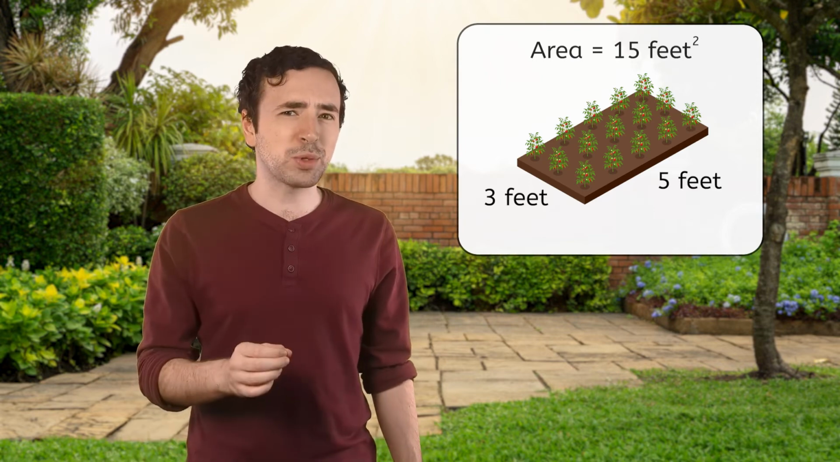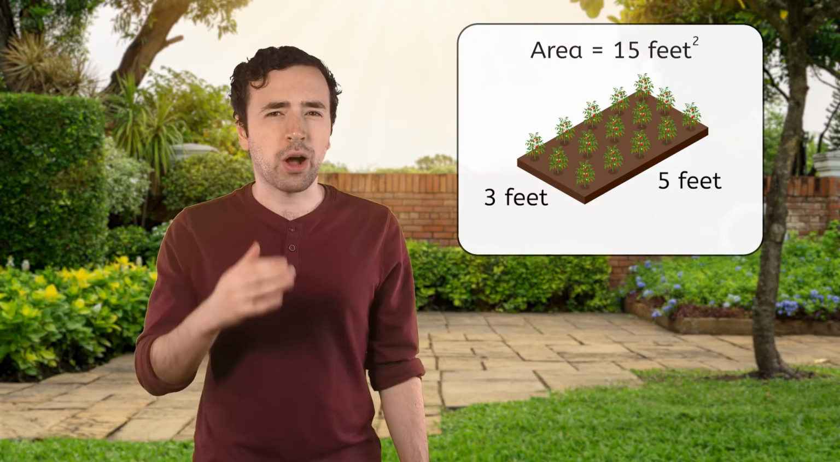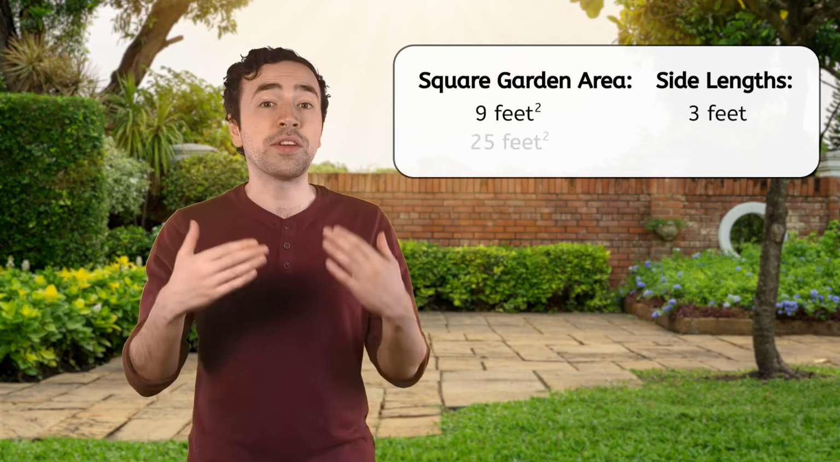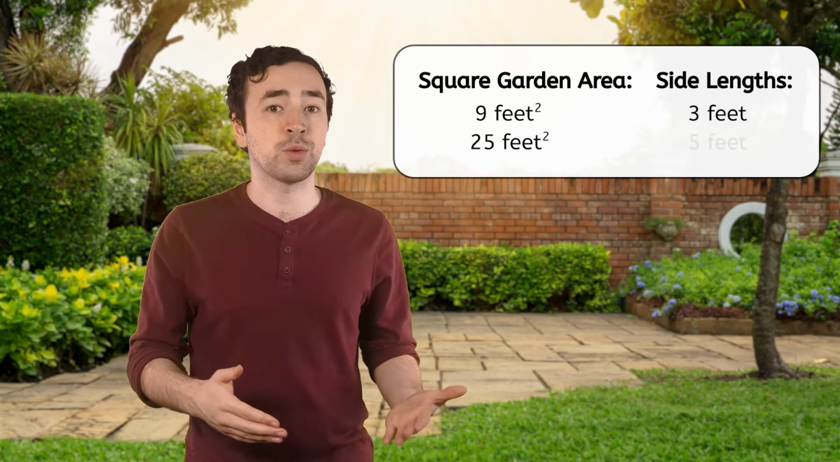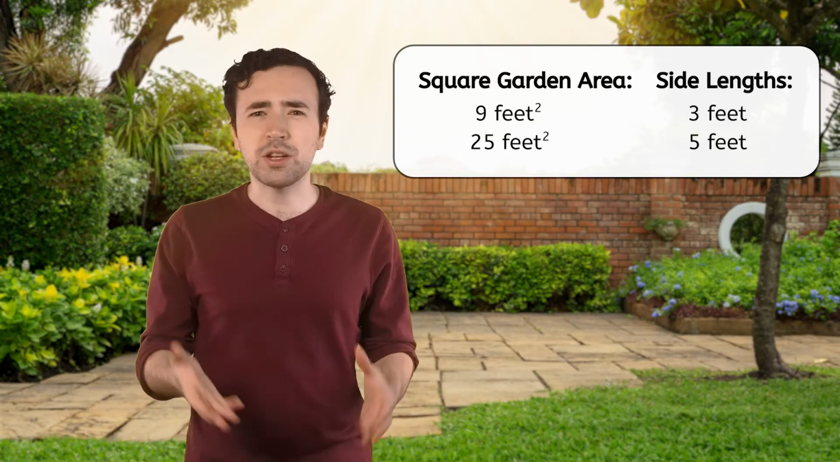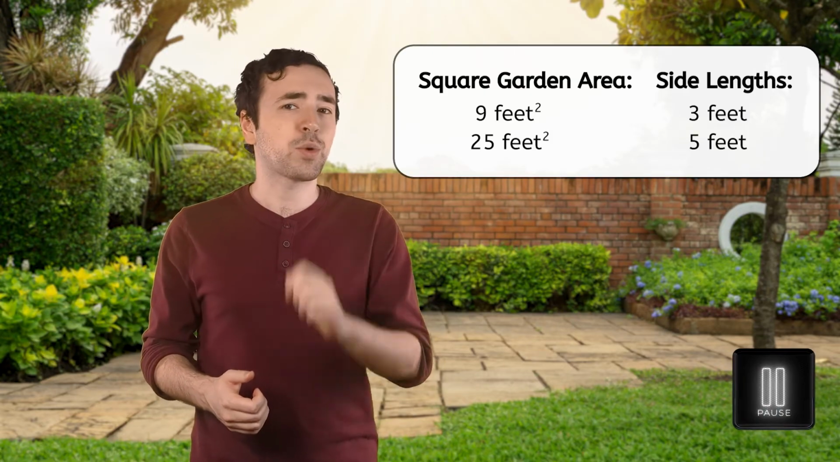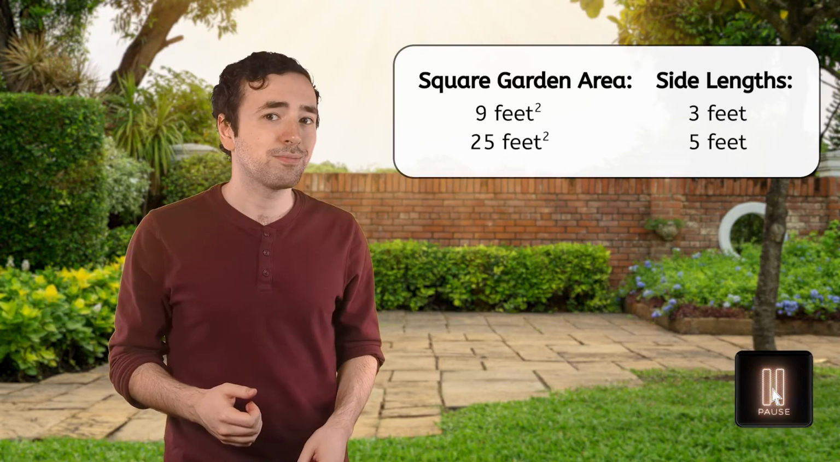Why can some numbers be the area of a square, but others don't seem to work? 9 works for my square garden, which has 3-foot sides, and 25 works for Caroline's square garden, which has 5-foot sides. Can you think of any other numbers that could work for a square garden? Pause the video to write down your thoughts in the guided notes.